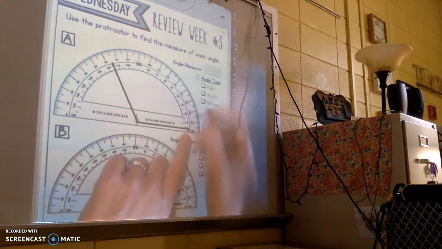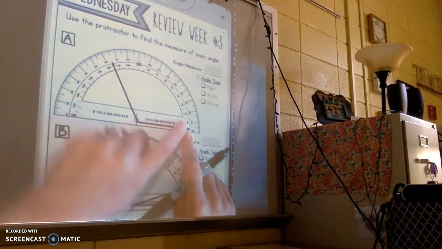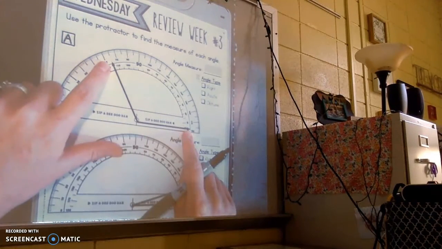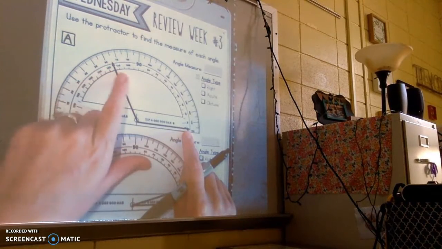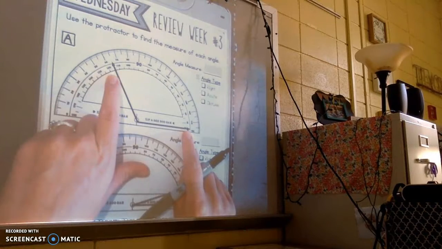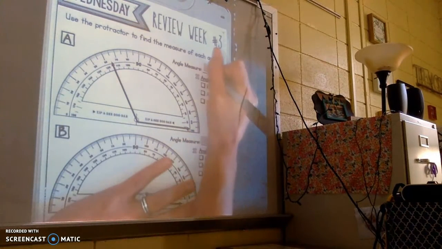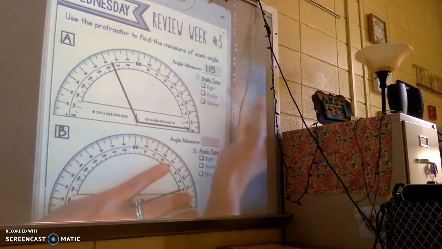to help me measure. So I'm going to look carefully at where my angle is pointing to on the inside of that scale. It's in between the 110 and the 120. So halfway between 110 and 120 would be 115 degrees.